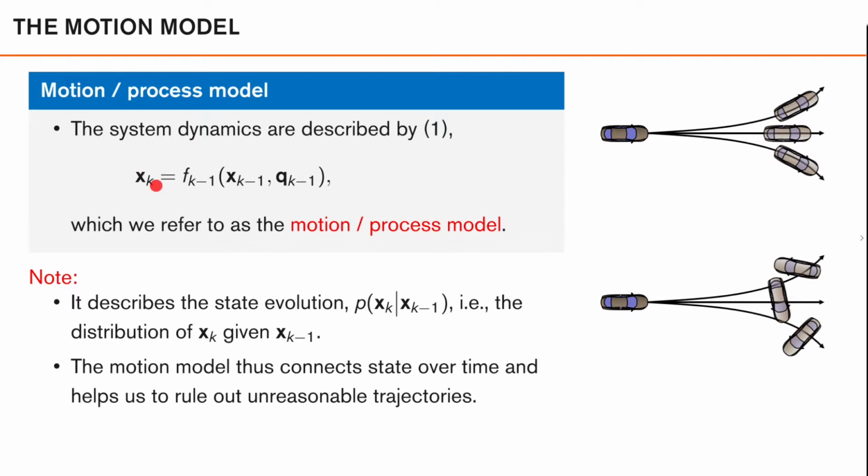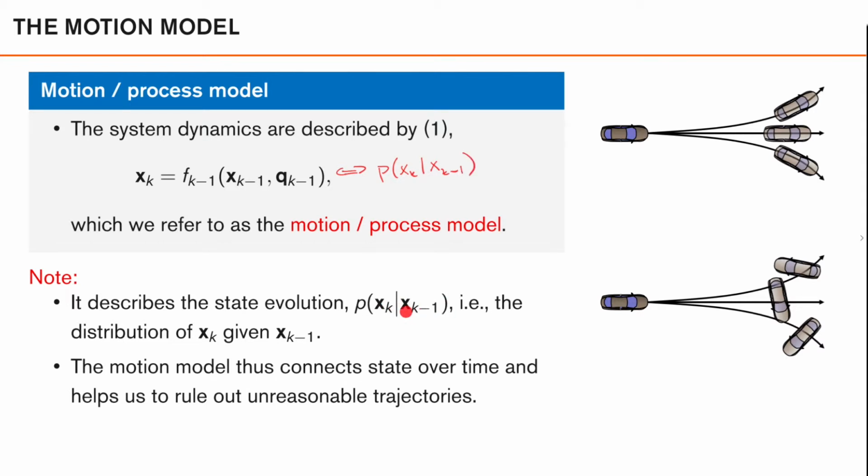There are a couple of things that are interesting to note here. Firstly, the motion model describes the state evolution, and an equivalent view of this is that it describes the distribution of the current state conditioned on the previous state. Often when we talk about the motion model, we have both of these representations in mind, both the equation form here and the density form here. They are equivalent views of the motion or process model.